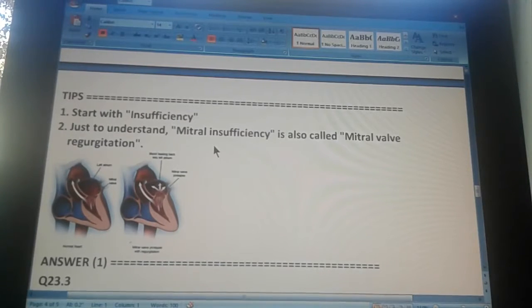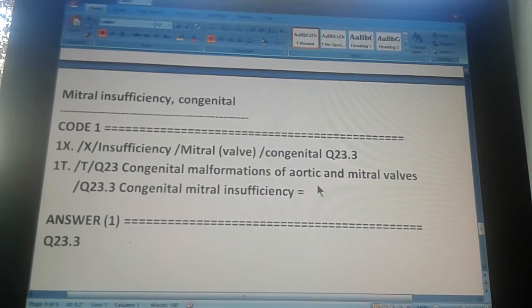So you already have a tip of what we're trying to code, and the answer is Q23.3. We're going to count to 3, so you can pause the video and give us the path, how we got to the answer. 1, 2, 3. All right, so this is the whole summary of the problem. The diagnosis is mitral insufficiency, congenital. So there's only one code, and it is found through the index like this.